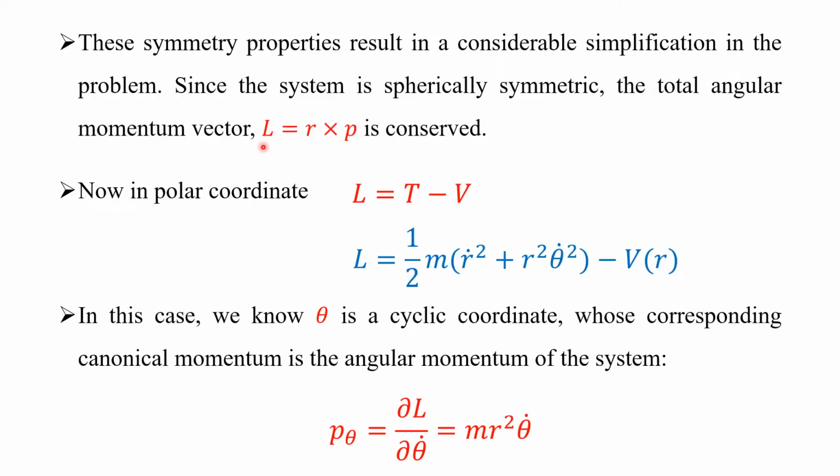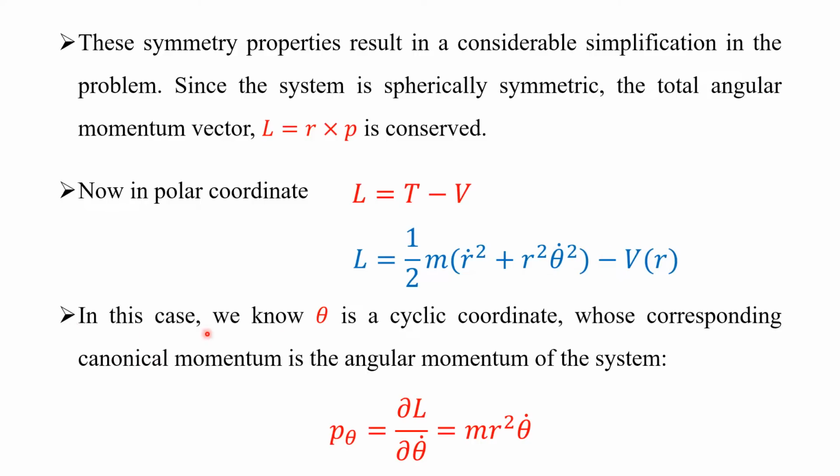Don't confuse this L. This L is the angular momentum; customarily we use L for the Lagrangian also. Now in polar coordinates, the Lagrangian, which is equal to the kinetic energy minus potential energy, is L equal to half m (r dot squared plus r squared theta dot squared) minus V of r. These first two terms are the kinetic energy and this is the potential energy.